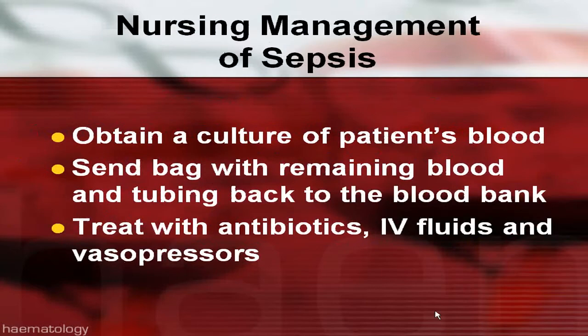You have to get a culture of the client's own blood and send that blood back, along with whatever blood was left in it, the tubing with the blood in it, all of that goes back to the blood bank. And you have to treat the client symptomatically. If they're hypotensive, you're going to give them vasopressors to help keep the blood pressure up. Antibiotics to try to treat the bacteria or whatever the infective agent was. You're going to get them IV fluids. Okay? All these things to be supported.